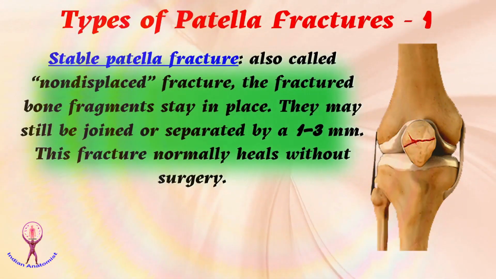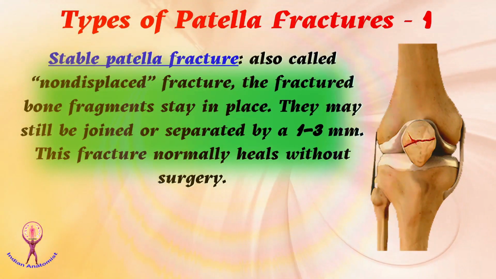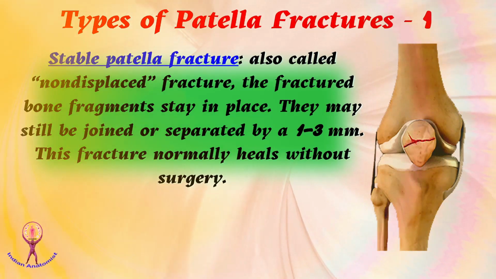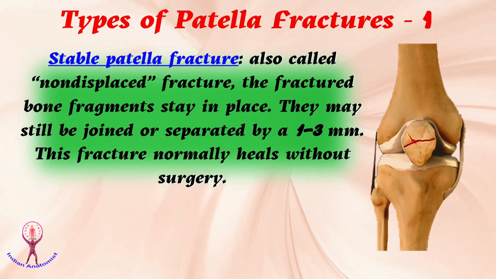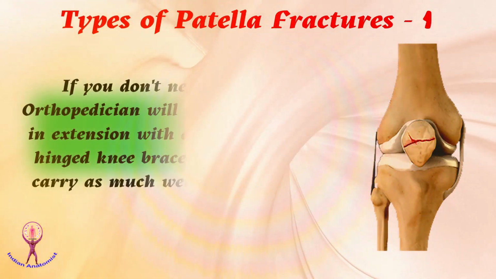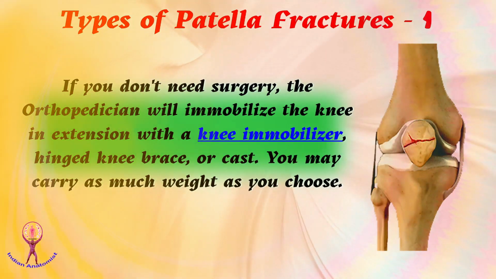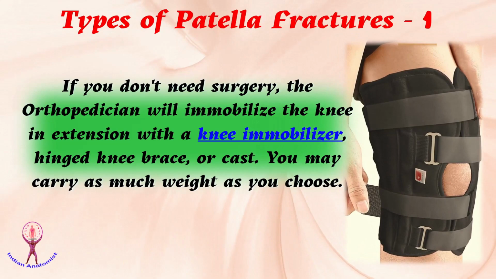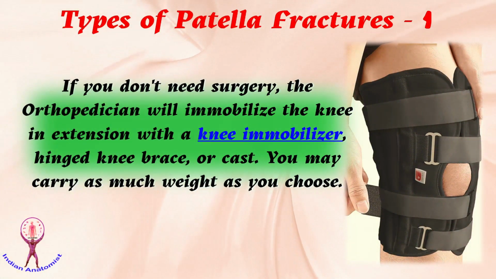The first type of patella fracture is the stable patella fracture, also called a non-displaced fracture, where the fractured bone fragments stay in place. They may still be joined or separated by 1 to 3 millimeters. This fracture normally heals without surgery. If you don't need surgery, the orthopedic surgeon will immobilize the knee in extension with a knee immobilizer, hinged knee brace, or cast. You may carry as much weight as you choose.